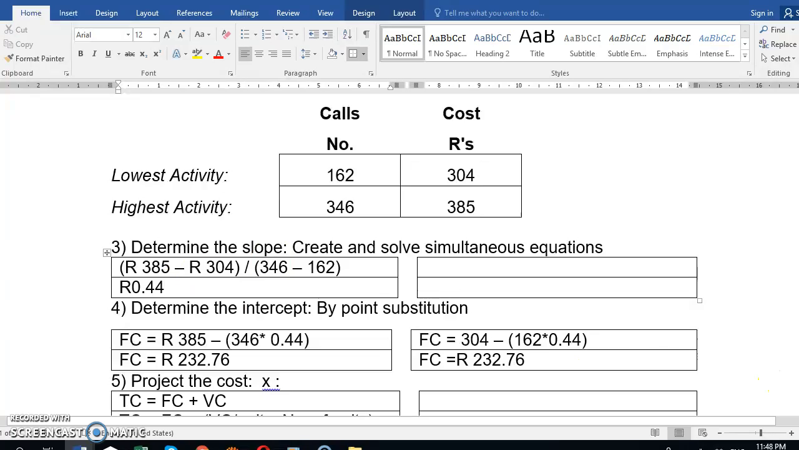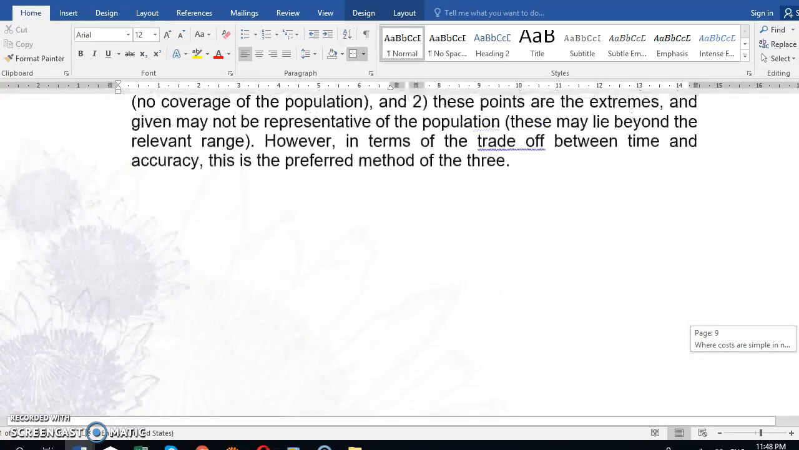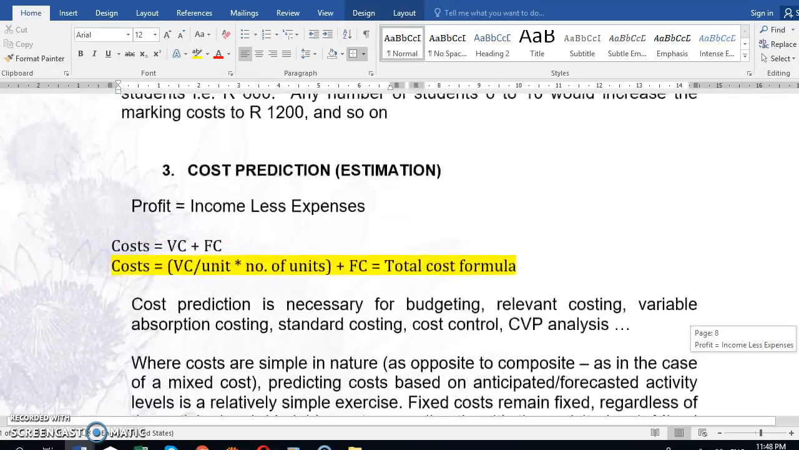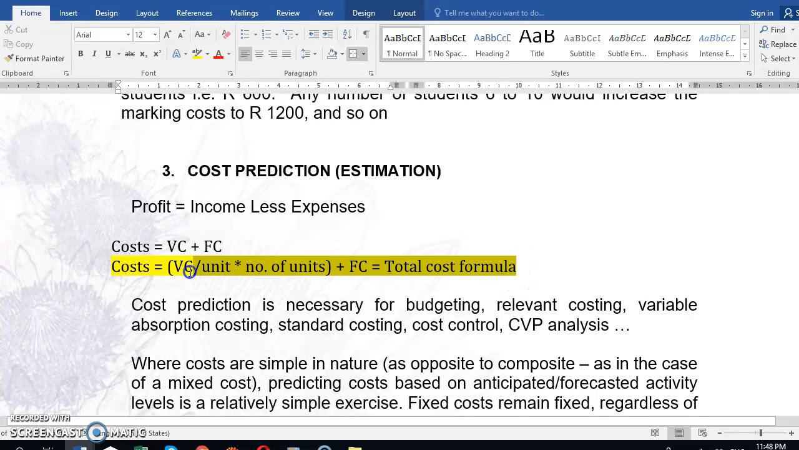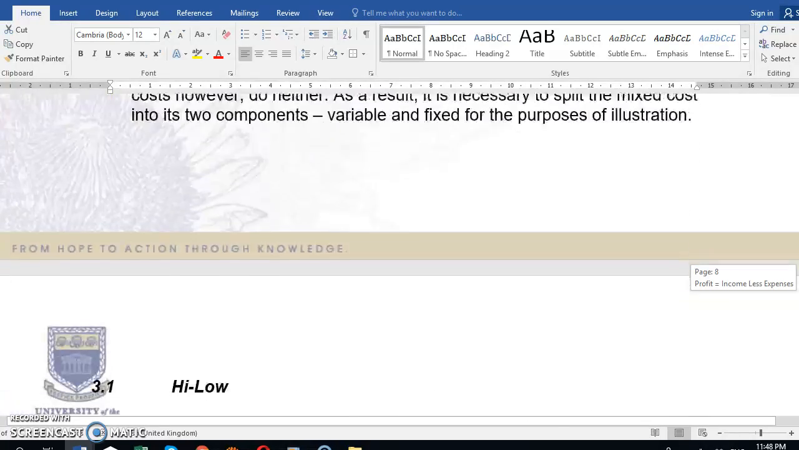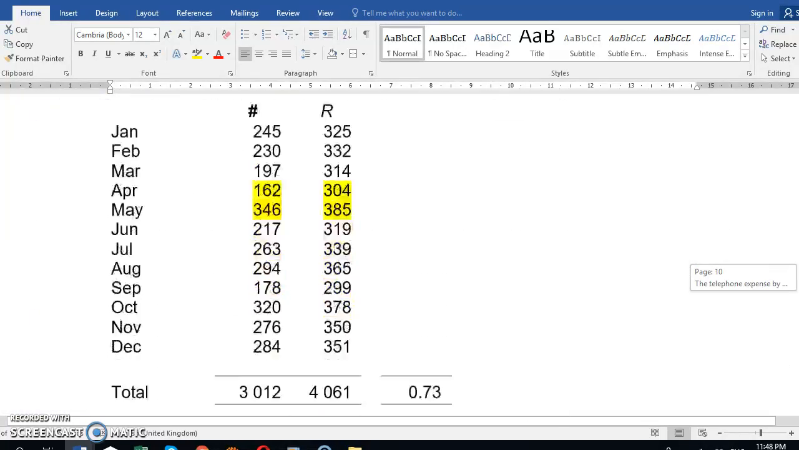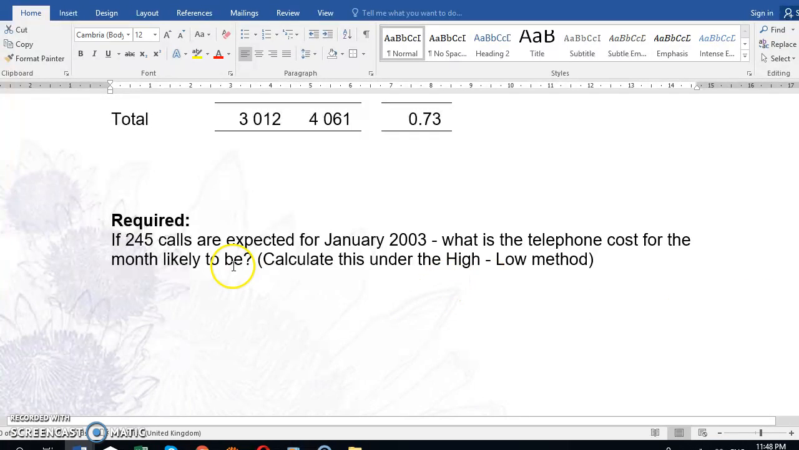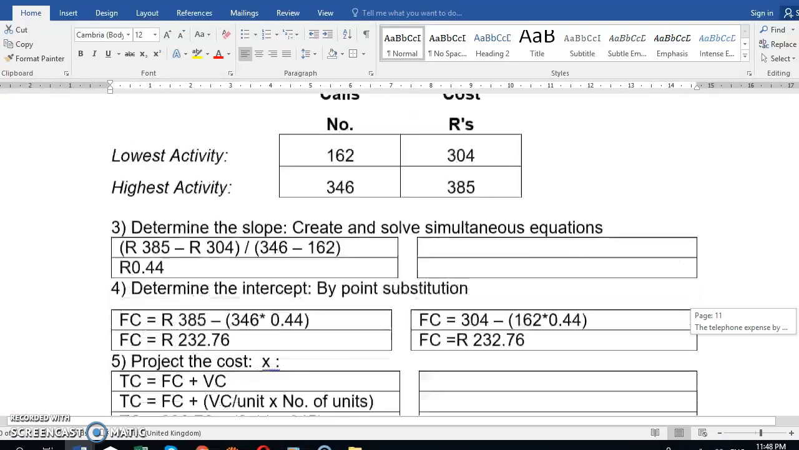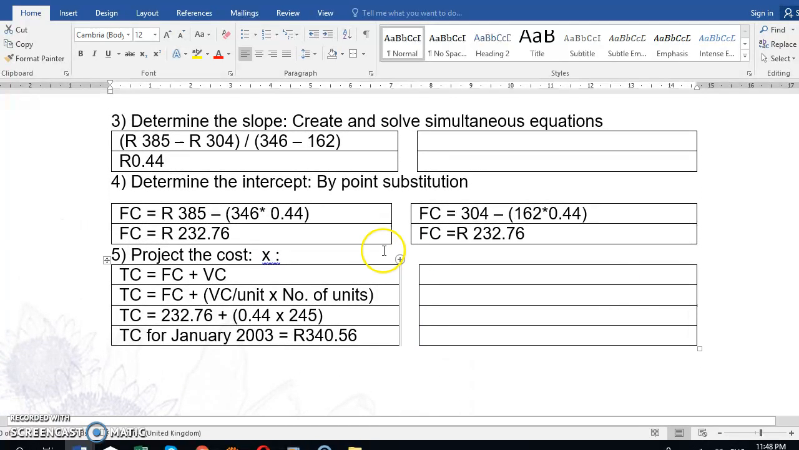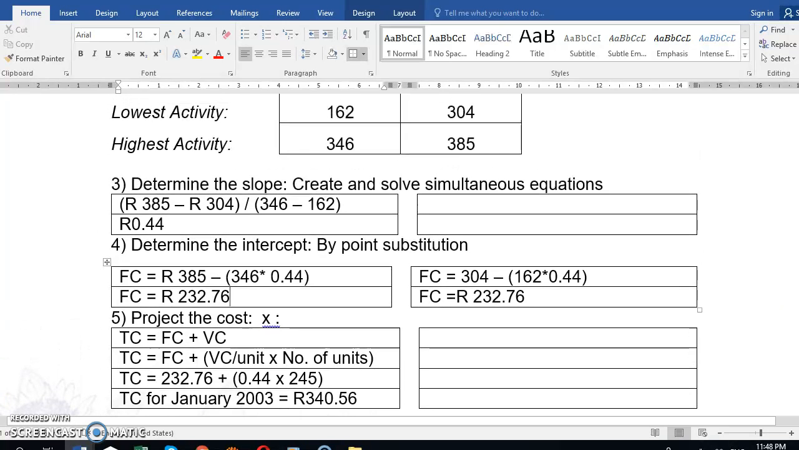Now we can apply this formula over here of total costs, and substitute that 44 cents per unit to get the fixed costs. This question asks: if 245 calls are expected for January, what is the telephone cost for the month likely to be? Calculate this under the high-low method. We already know that the variable cost is 44 cents. The next thing we need to know is what the fixed cost is.